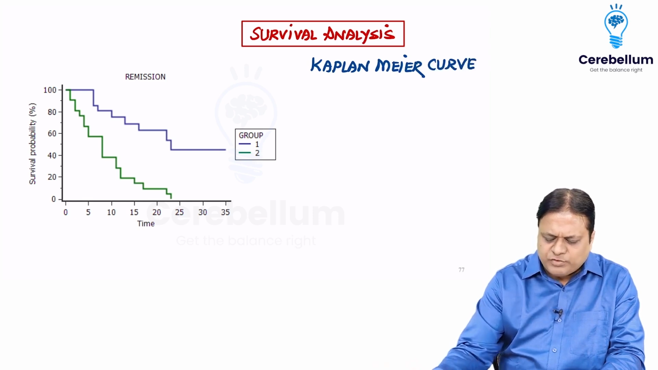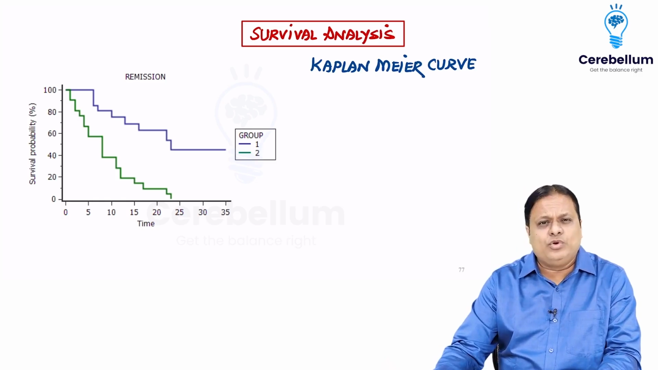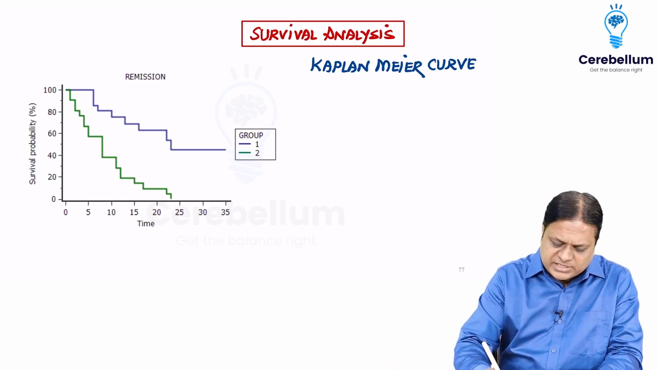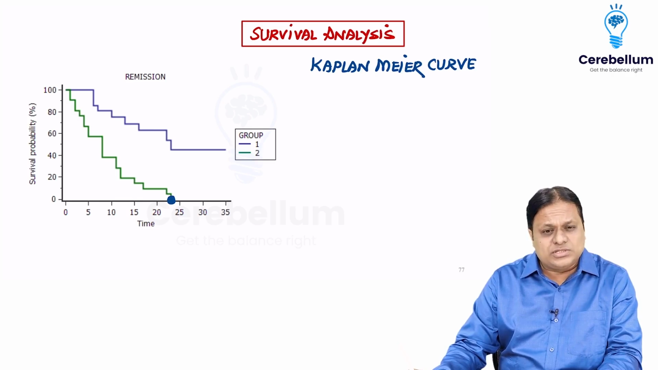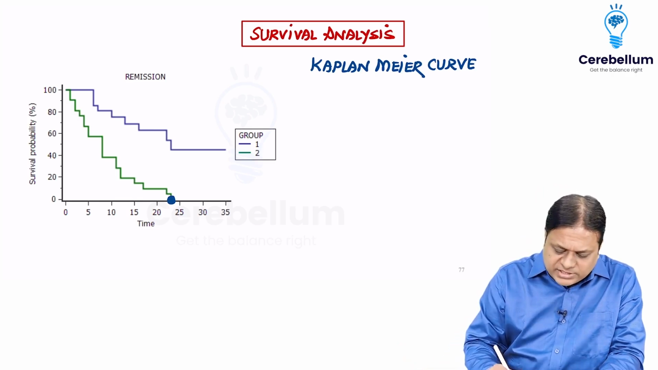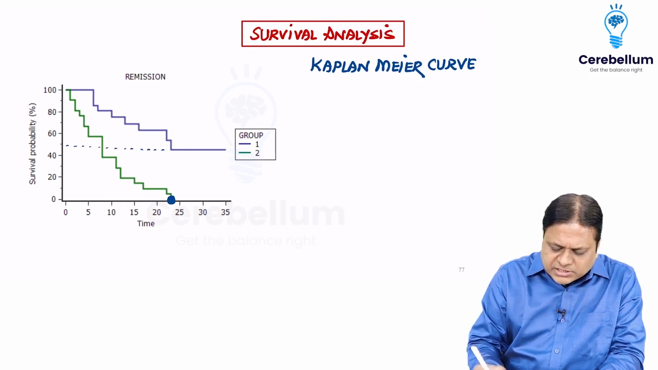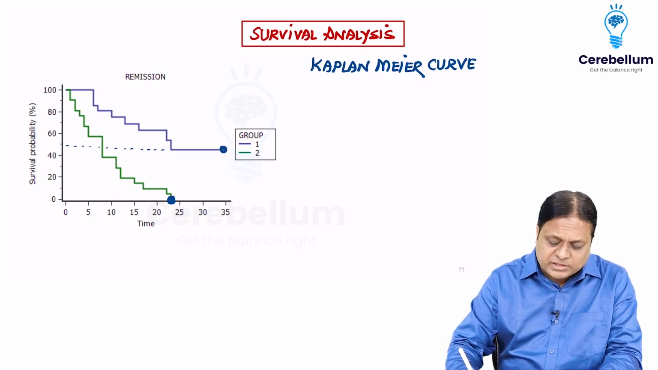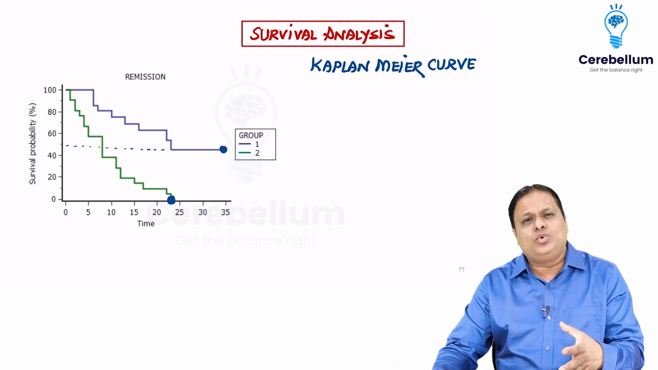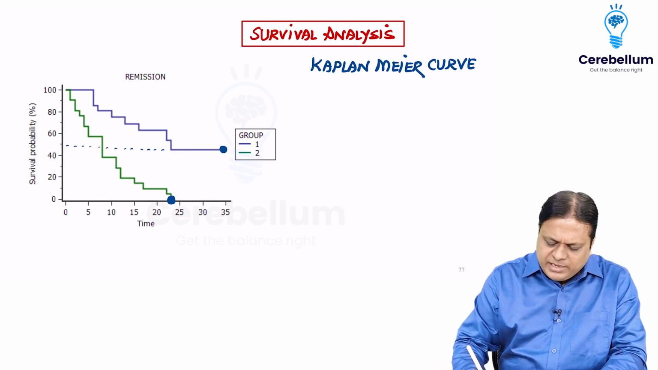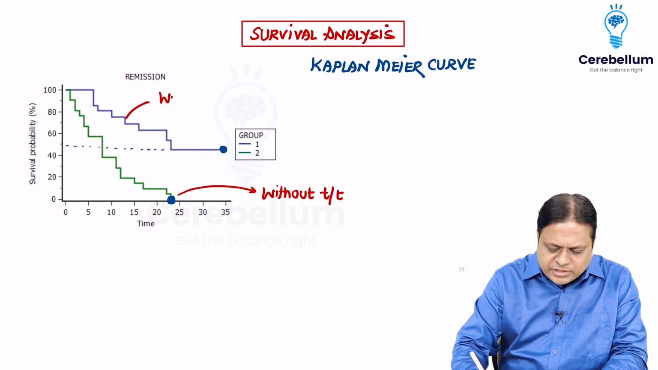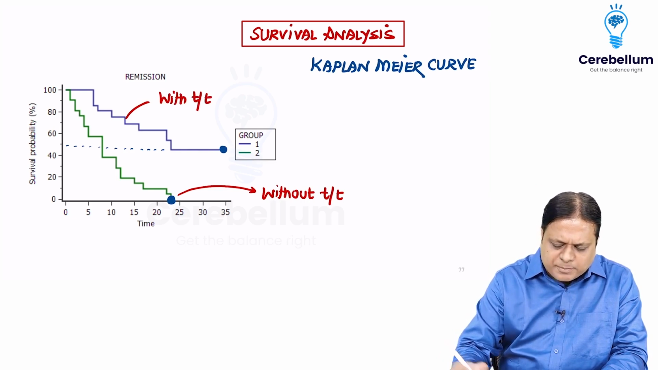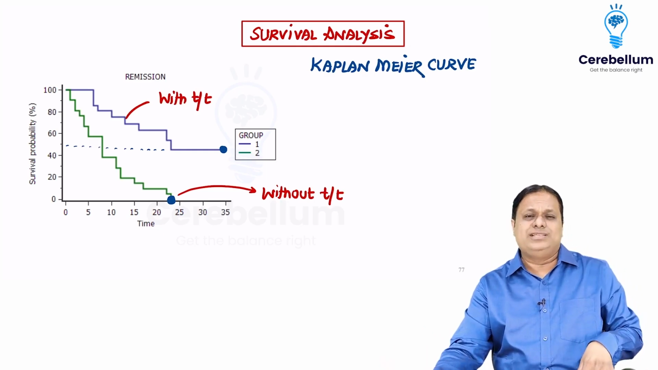Now in this particular graph, if you look, there are two lines. Green line, if you look, that is every patient is dying before 25 years of diagnosis. Whereas when you look at blue line, you can see almost 50% survival is there even after 35 years. So what these two lines separately represent? Green line is without treatment and blue line is with treatment. So now you can interpret this Kaplan-Meier curve for this particular disease.